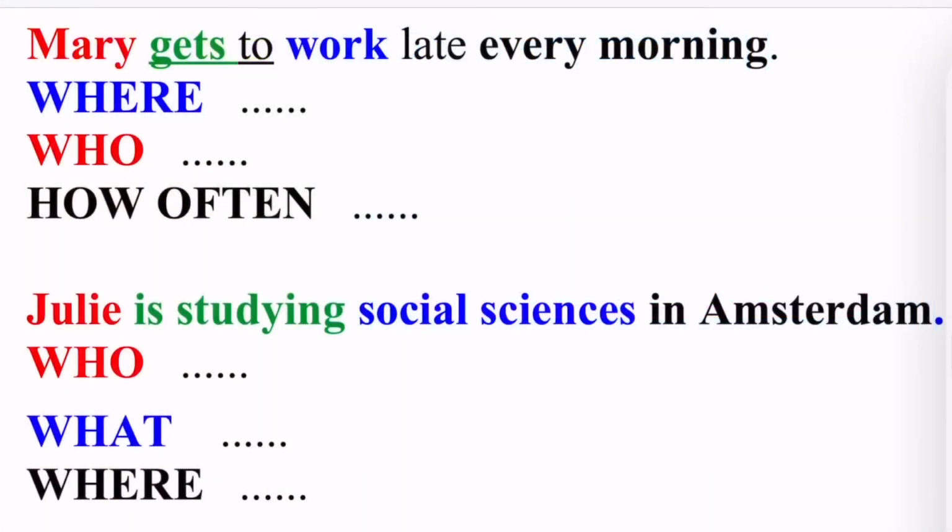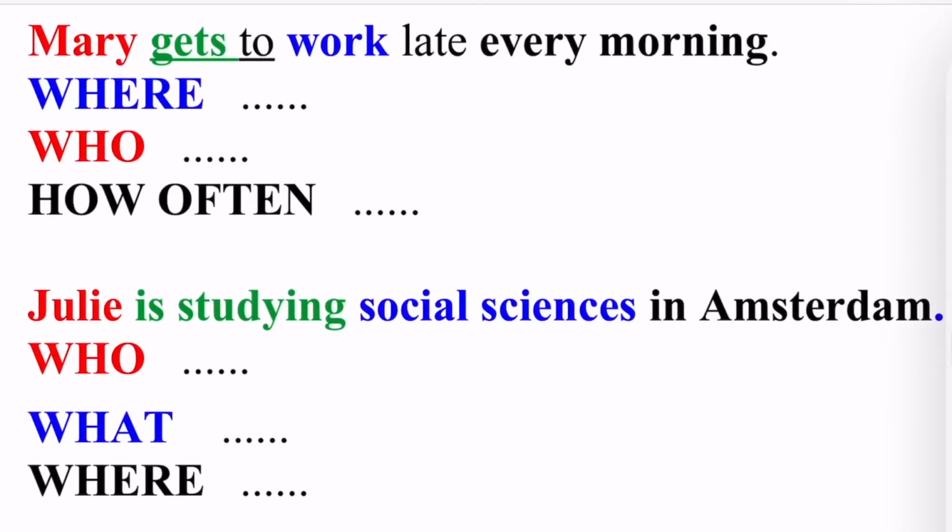Examples of subject-object questions. So, bearing in mind what we've now discovered, let's try and ask some sentences using the colours and the prompts. So the sentence is, Mary gets to work late every morning. Now, gets to, I've underlined it because it means arrive.